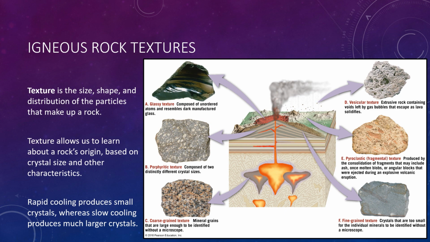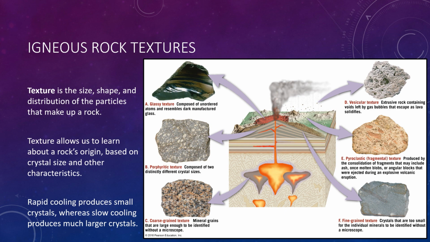Okay, moving on. Texture is the size, shape, and distribution of the particles that collectively constitute a rock. Texture is an important property because it allows geologists to make inferences about a rock's origin, based on careful observations of crystal size and other characteristics. As we mentioned, rapid cooling produces small crystals, whereas very slow cooling produces much larger ones.